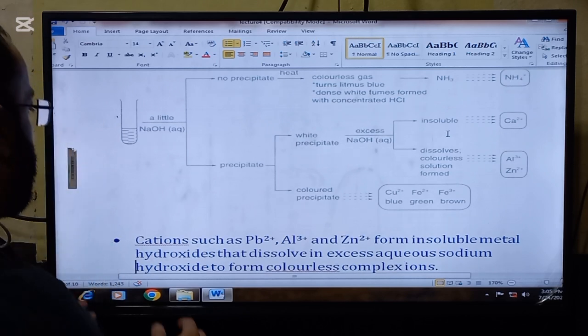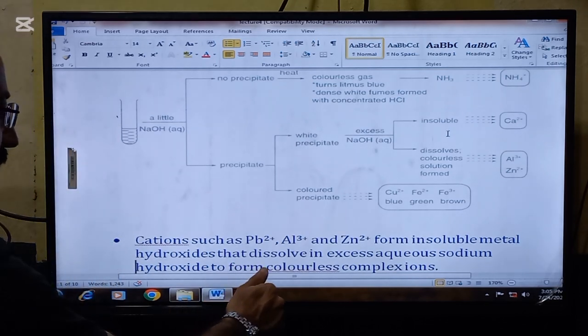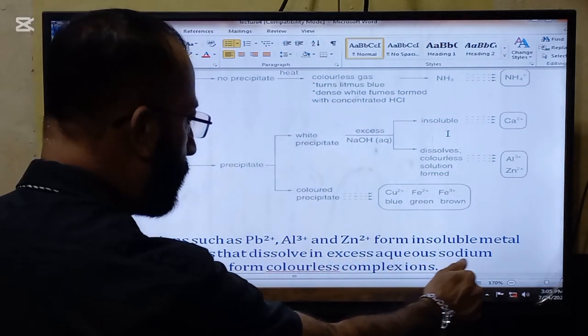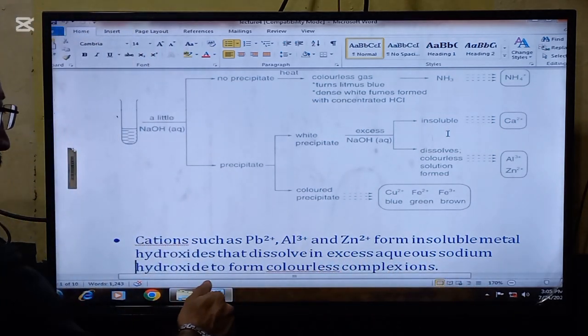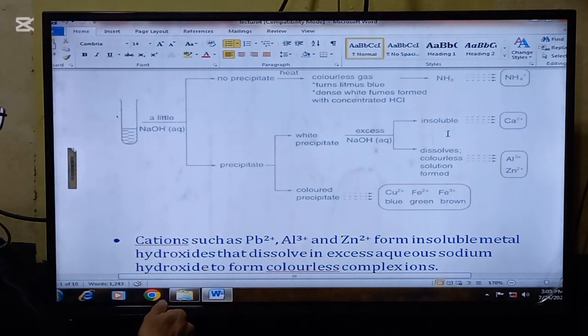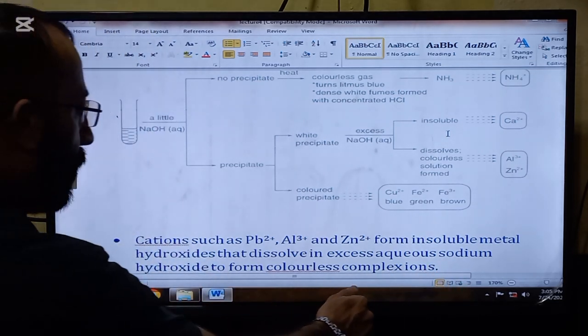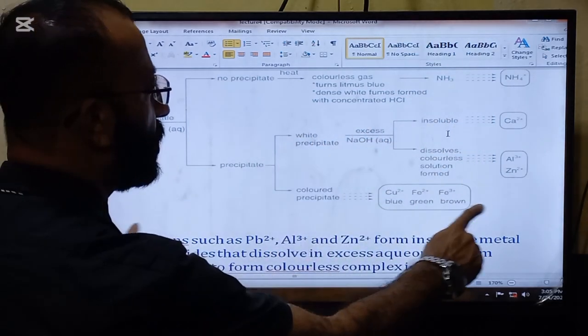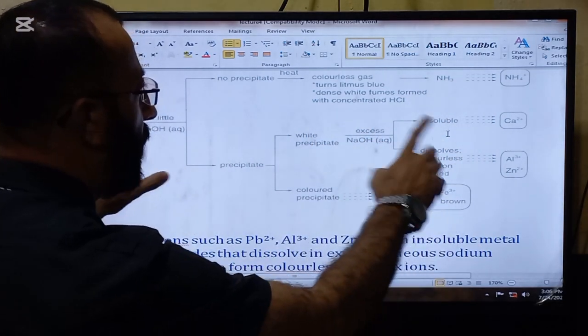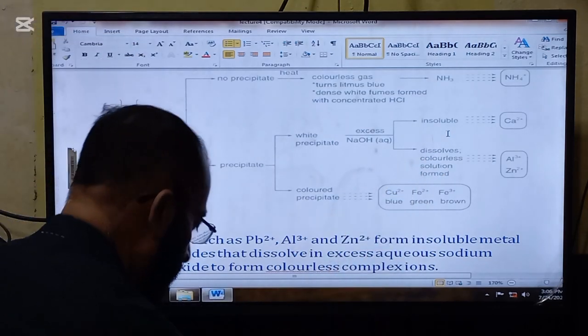Cations such as Pb2+, Al3+ and Zn2+ form insoluble metal hydroxides that dissolve in excess aqueous sodium hydroxide to form colorless complex ions. This is actually the original figure, and this is just the explanation. So you have to learn these concepts which are given in the figure.